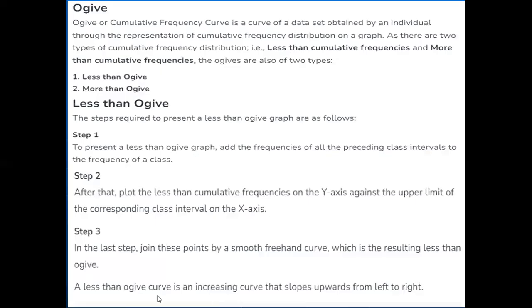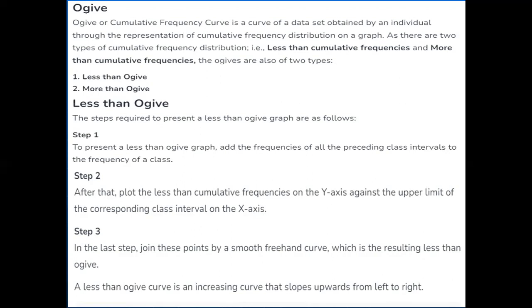So next one is the Ogive curves. Ogive curves are a method of finding the median by using curves. The curves are called cumulative frequency curves, so cumulative frequency curves are called the Ogive curves. Now this sort of graph includes plotting the class interval versus the cumulative frequencies. There are two types of cumulative frequencies: the less than cumulative frequency and the more than cumulative frequency.